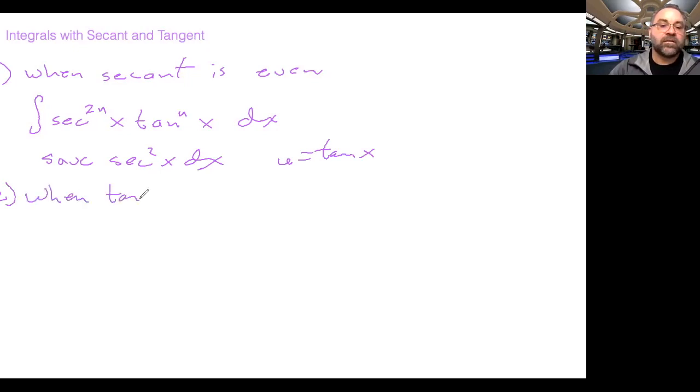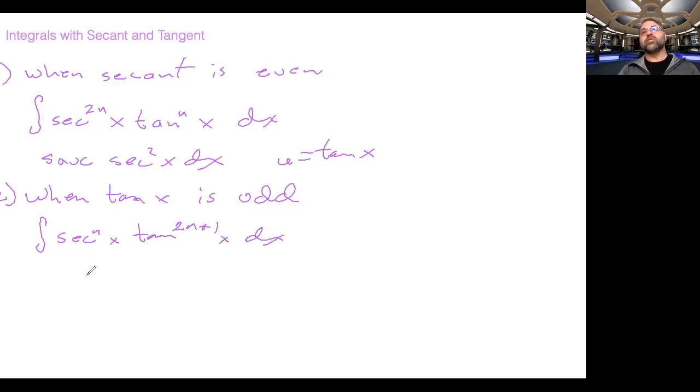Okay, when tangent is odd, then you're going to say, okay, well, I've got secant to some power, and I've got tangent to an odd power. Well, here's what you're going to do there. You're going to save a secant and a tangent together. Why? Because obviously you're going to let u equal secant of x, because then du is secant x tangent of x. Convert all your other tangents that now have an even power, use a Pythagorean identity, and get all those tangents to be secants. And you have your nice easy u sub for secant.